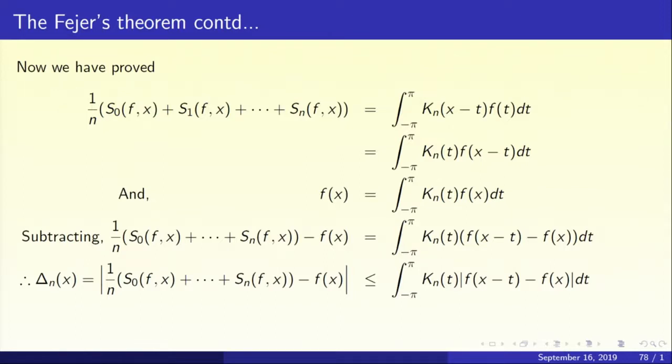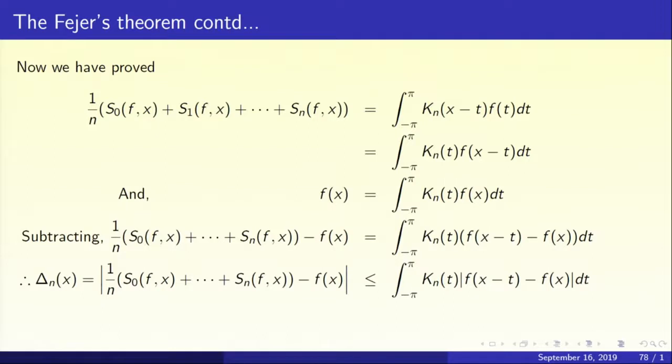Now, we must subtract. When we subtract, what do we get? The difference: the average 1 upon n times s naught plus s1 plus etc. plus Sn, minus fx. Let us call this difference delta nx. Take the absolute value also. So what do we get? Delta nx, the absolute value, is less than or equal to the integral from minus pi to pi of knt into the absolute value of f of x minus t minus f of x dt. This is the last displayed inequality in this slide.